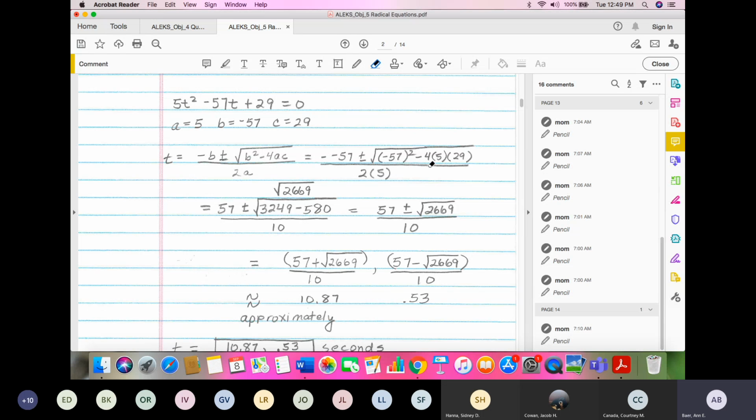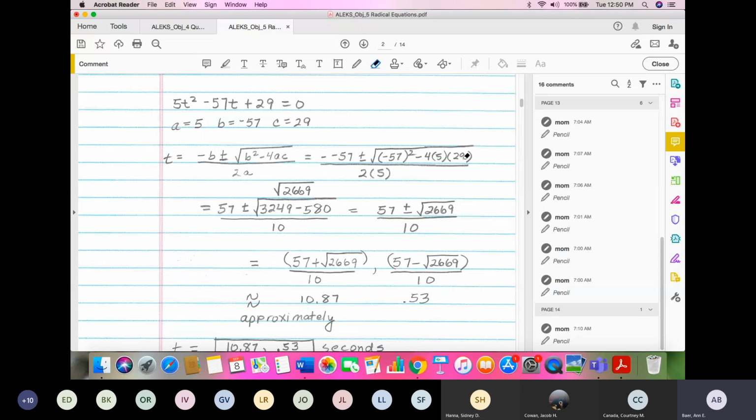The 4 comes from the quadratic formula. A, 5. Then there's a C, 29. All over what? 2 times A, 5. So now what I like to do is I just like to work inside the radical here and figure out what that is.